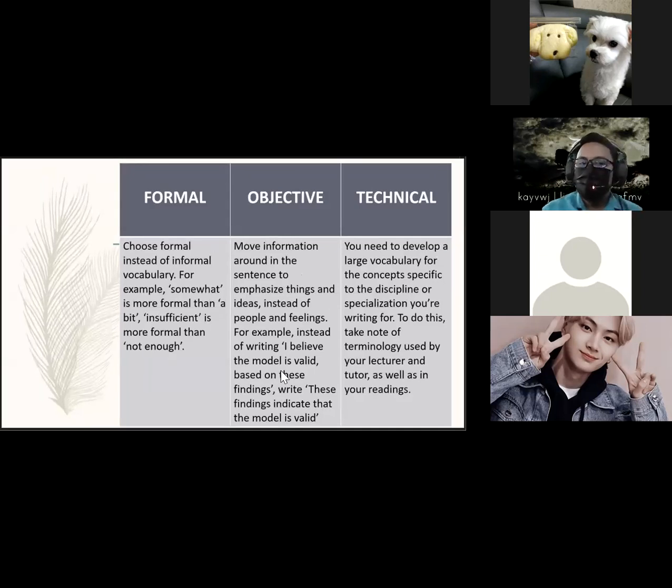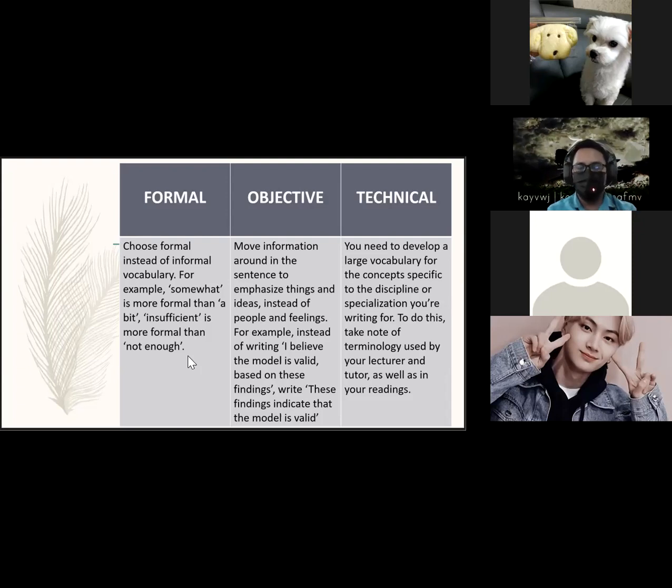All right. So formal, objective, technical. Okay, formal first. Choose formal instead of informal vocabulary. So one example of it is somewhat. Okay, use somewhat instead of a bit. Okay? So we can replace the word a bit by replacing it with the word somewhat. It is more formal. Okay? We should also replace the words not enough by the word insufficient. Okay? So it is more formal when it comes to the word insufficient, rather than using the words not enough. Okay? So those are some of the words.